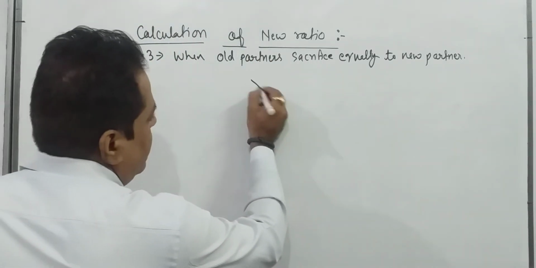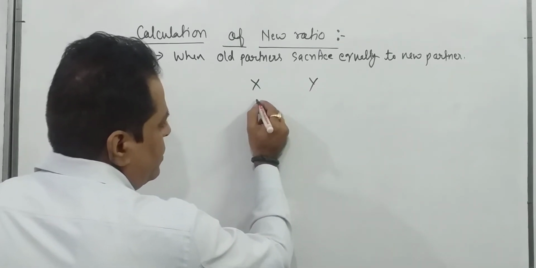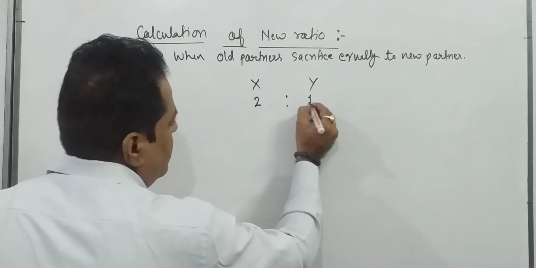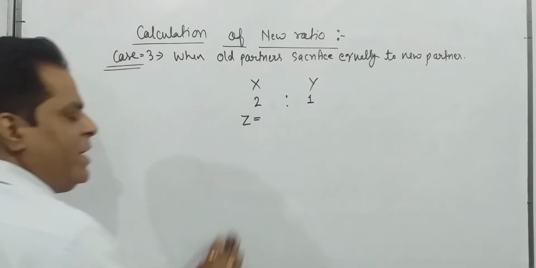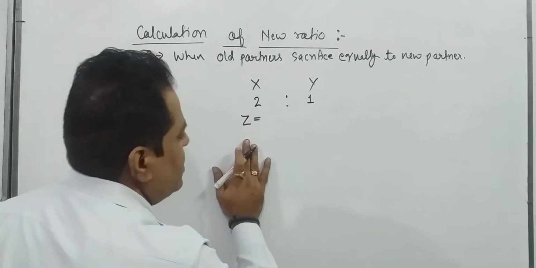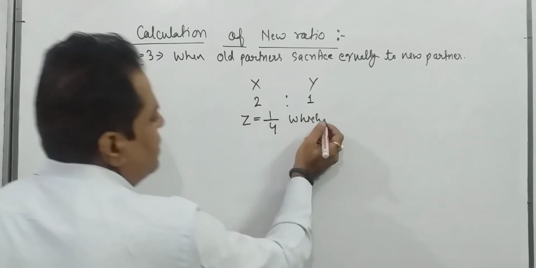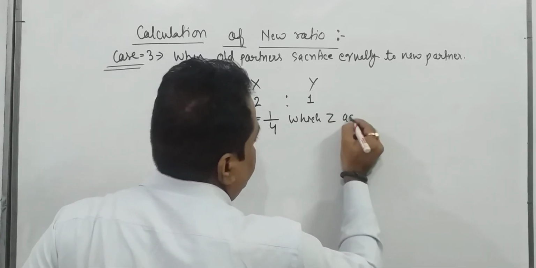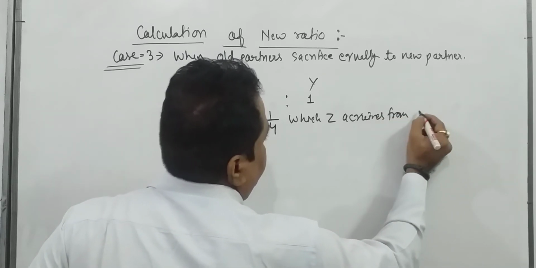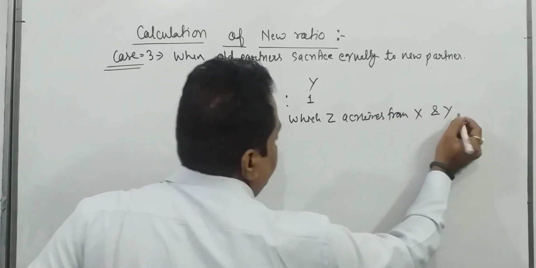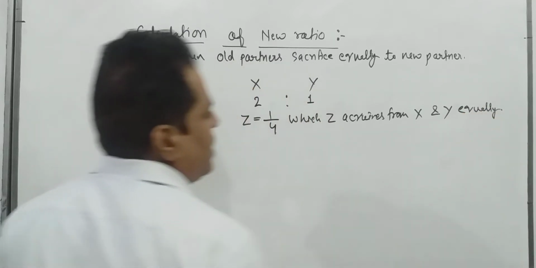Suppose there are X and Y, two partners in the ratio 2:1. Z joins the partnership firm for 1/4 share, which Z requires from X and Y equally. So calculate new ratio.